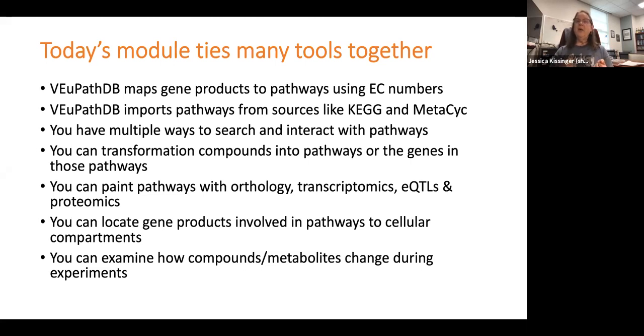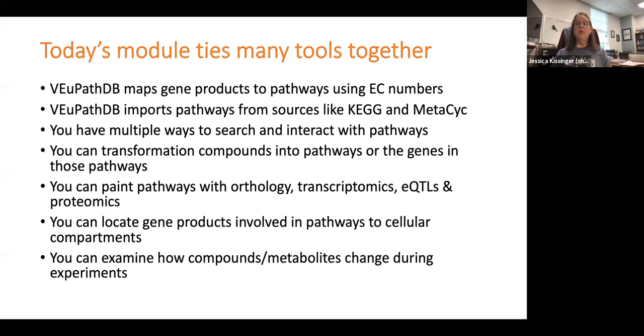We can take pathways and we can do really useful things. We can paint them with orthology information. So for example, imagine looking at pathways and comparing whether or not the ortholog is present in the pathogen and the host or across all the species in your genus. This becomes really useful if you're thinking about trying to find a therapeutic target or understand conservation of a biochemical pathway or process. We can also map onto pathways data from transcriptomic, eQTL, or proteomics experiments.